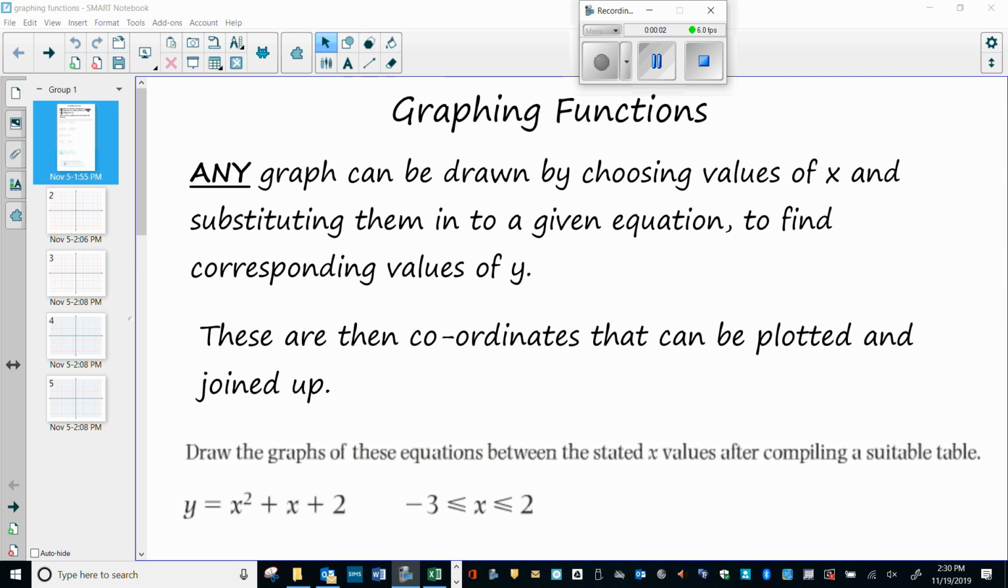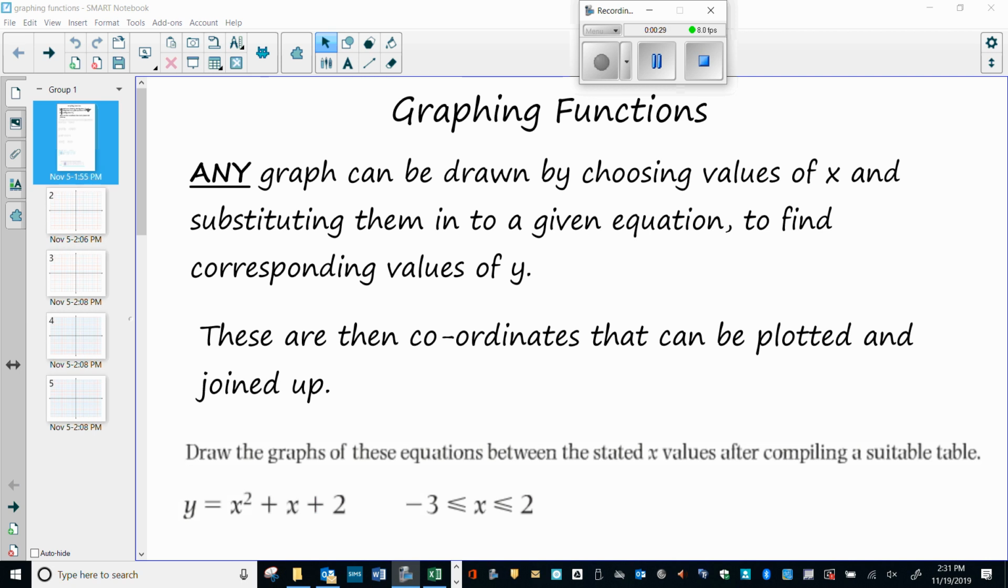Quadratic functions. I'm going to go through this super quickly because this is something that you should be very comfortable with from previous years. It's just a reminder though that any graph at all can be drawn by choosing values of x, substituting them into any equation you're given, finding the corresponding y, and then plotting them as coordinates.